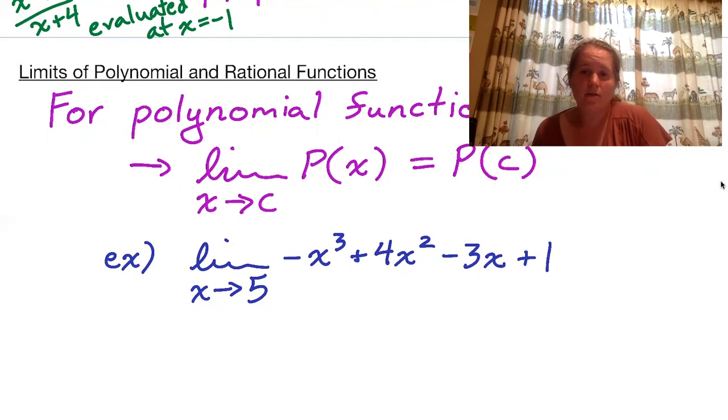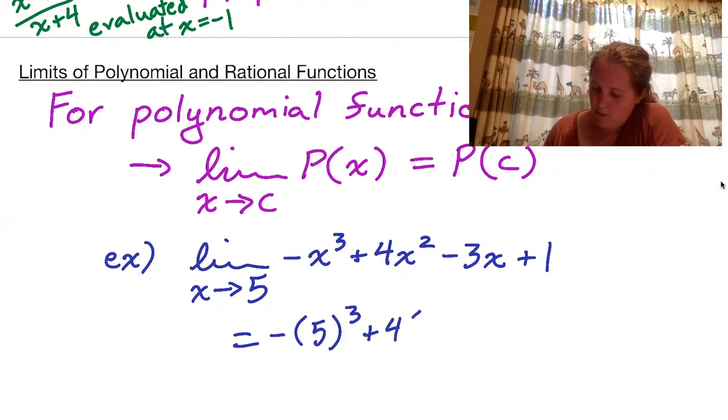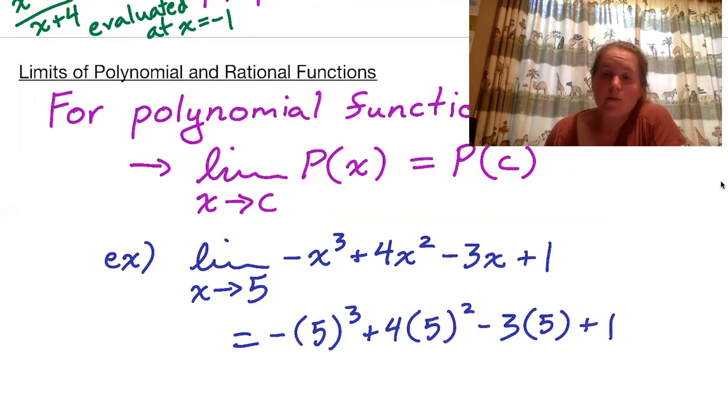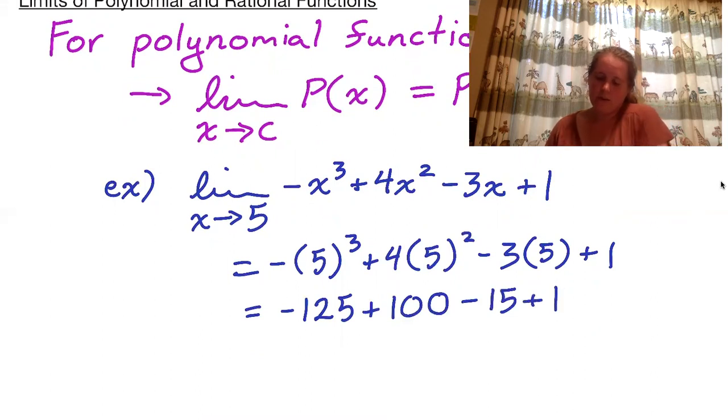This is a polynomial. It's just made up of the identity function, constants, powers, and sums and differences. We can just go ahead and evaluate this. So this is simply negative 5 cubed plus 4 times 5 squared minus 3 times 5 plus 1, or negative 125 plus 100 minus 15 plus 1, which winds up being negative 39 if I'm doing my arithmetic correctly.